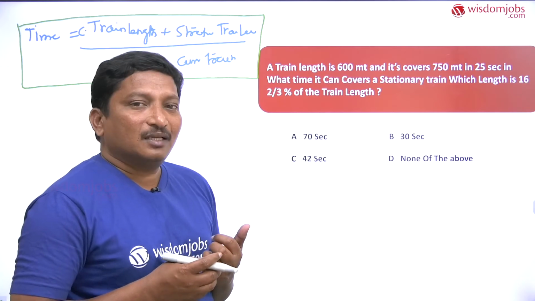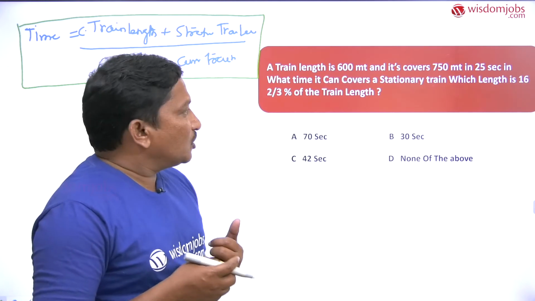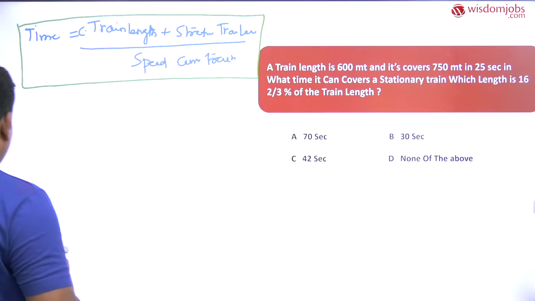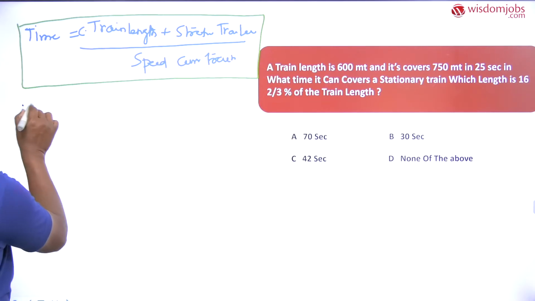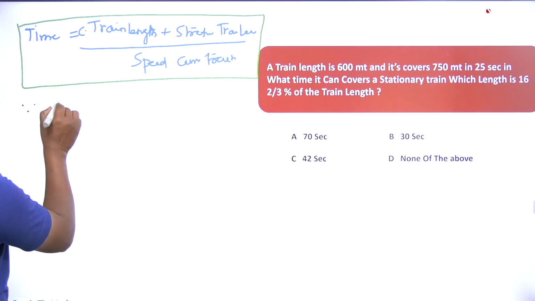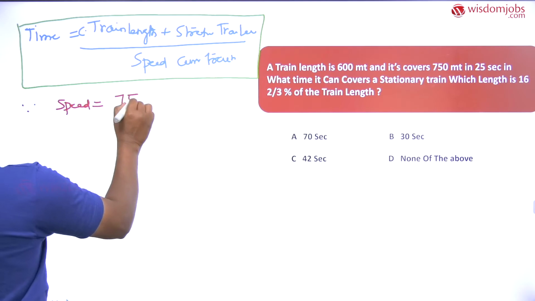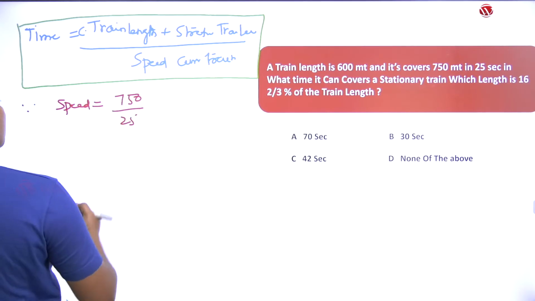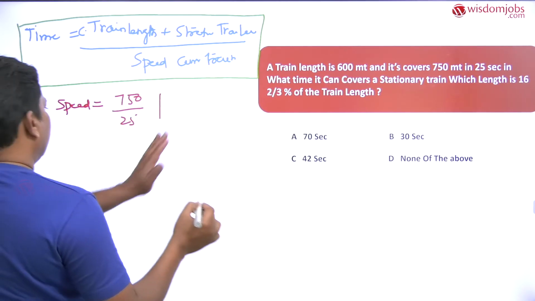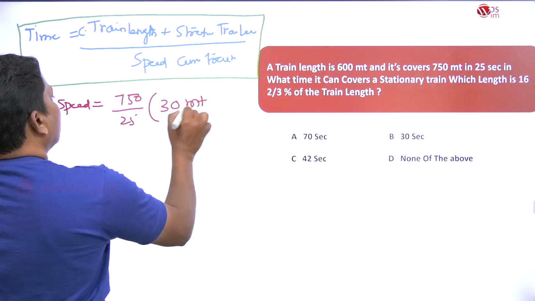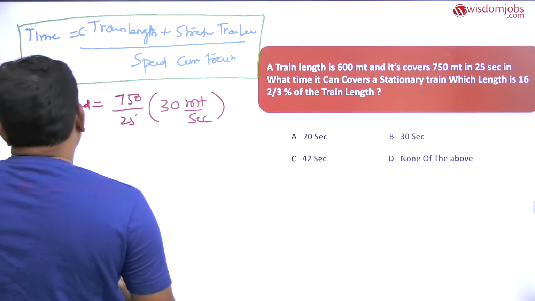You can express the speed as 30 meters per second with these two values. The speed of the vehicle is 750 by 25, which is 30 meters per second. That equals the speed of the vehicle, dear students.